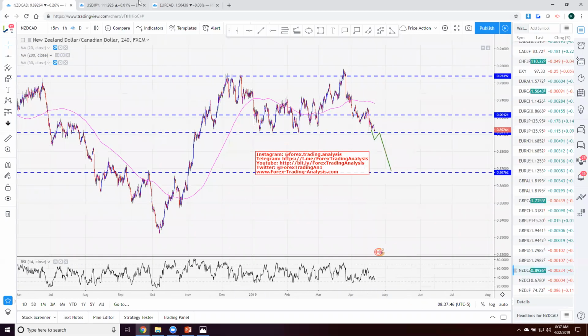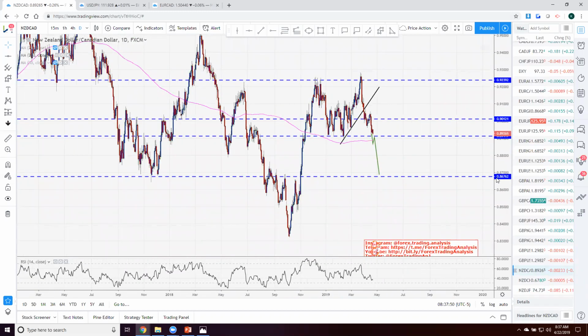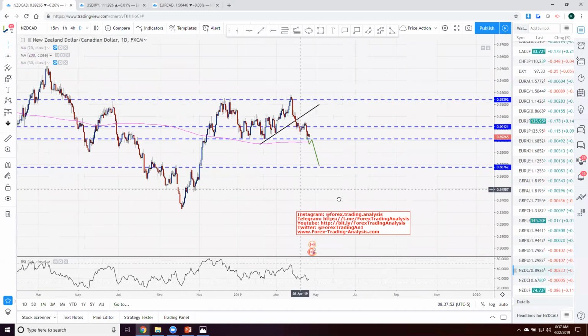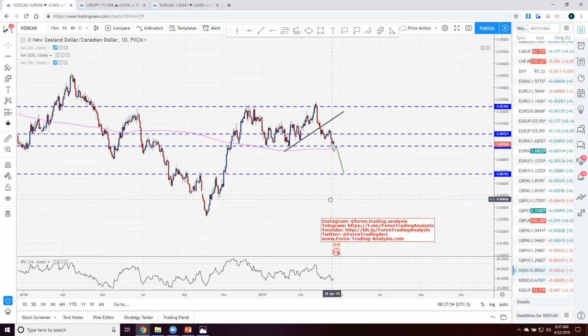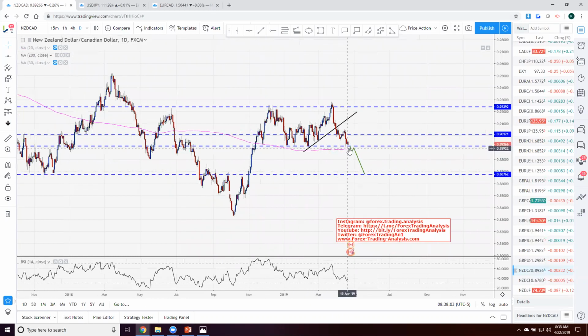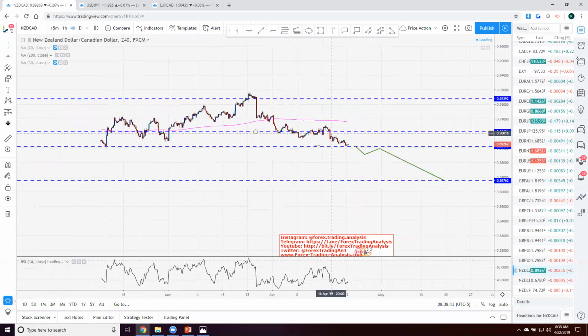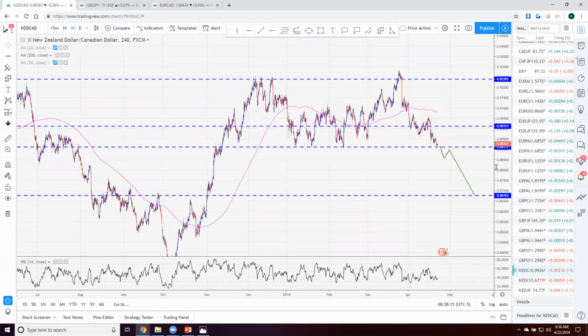New Zealand dollar CAD. Watching for potential breakdown lower below this support. Although we do have 200 MA here, so we'll be watching that to see if it respects that before it moves higher short term, or if we continue to drop below it. And that was on the daily.